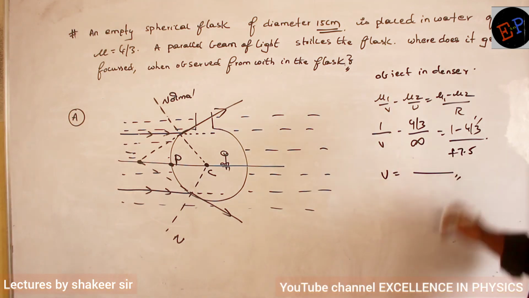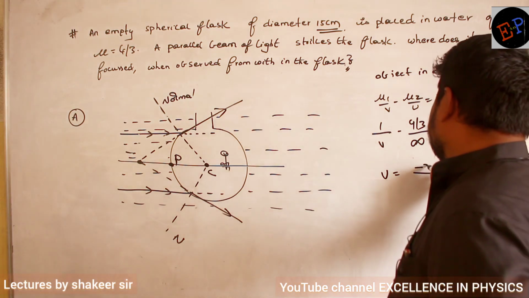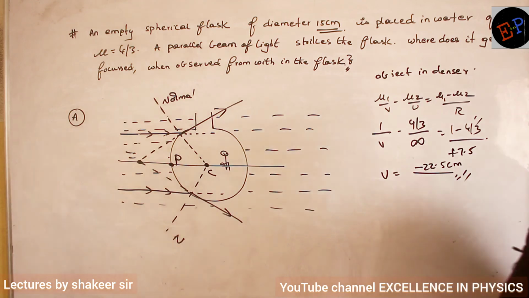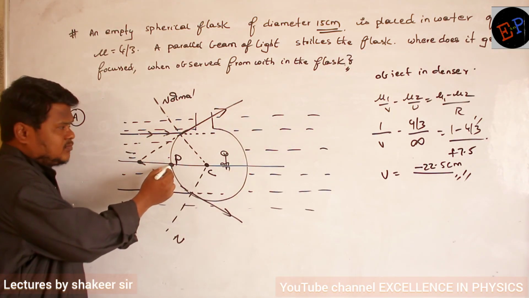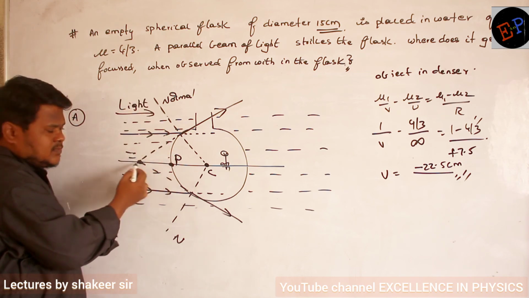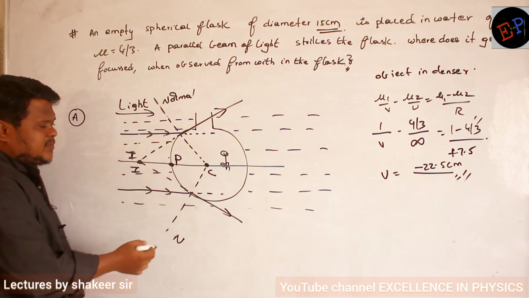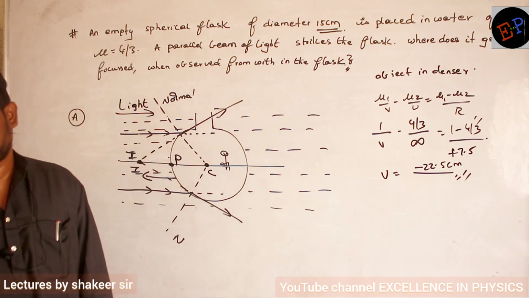So if I calculate the v value, what I will get? Minus 22.5 centimeter. So minus is satisfied, no? So this is the pole. Light is coming in this direction, but I am moving in the opposite direction. It means image is created somewhere here. So definitely negative distance. So minus 22.5 centimeter.